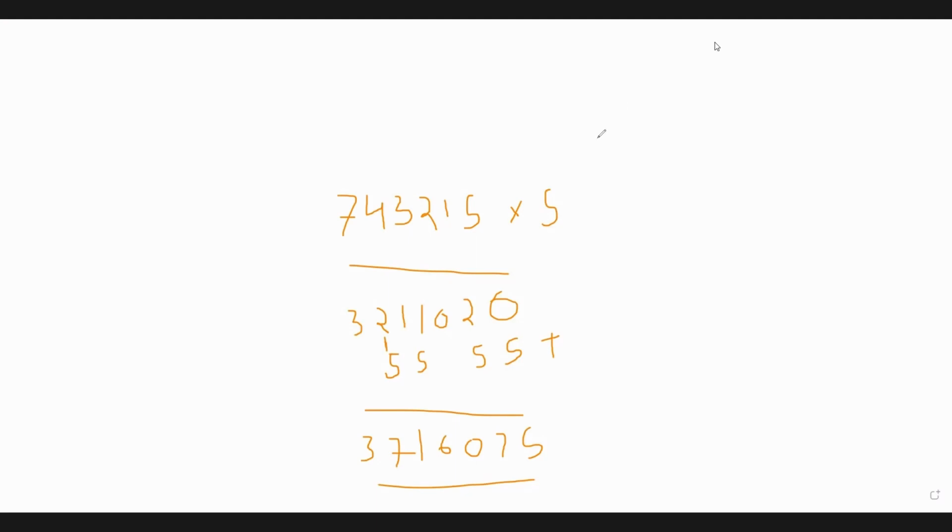So page number 25. This is a really cool trick. I'll just show you 324 here only. 324 into 5. So you know 5 is what? 10 by 2, right? We can write 5 as 10 divided by 2.